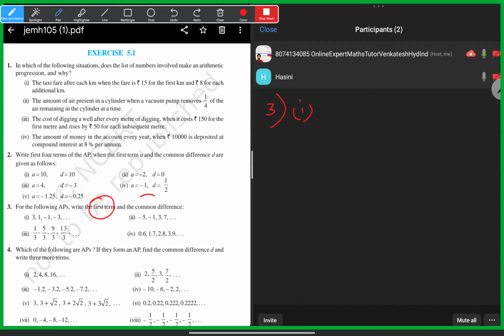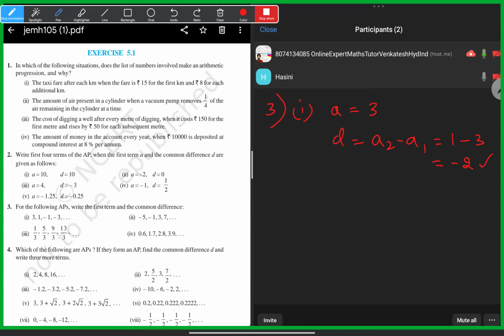Since it's already mentioned as AP, we just have to write the first term and the common difference. The first term is nothing but A. How much is A, the first term? 3, that much only. The common difference you can get as A2 minus A1 or A3 minus A2, as you wish. Anything will come the same. So A2 is 1, minus A1 which is 3. So 1 minus 3 is minus 2.